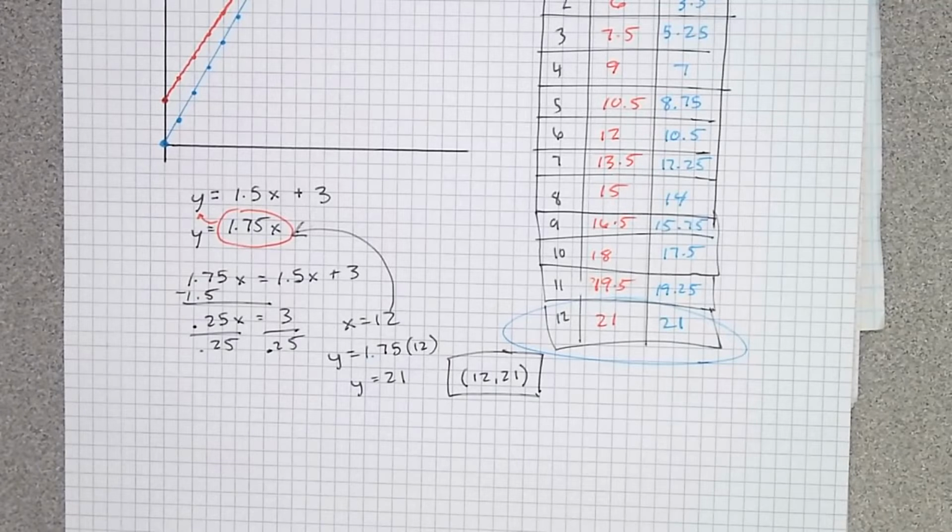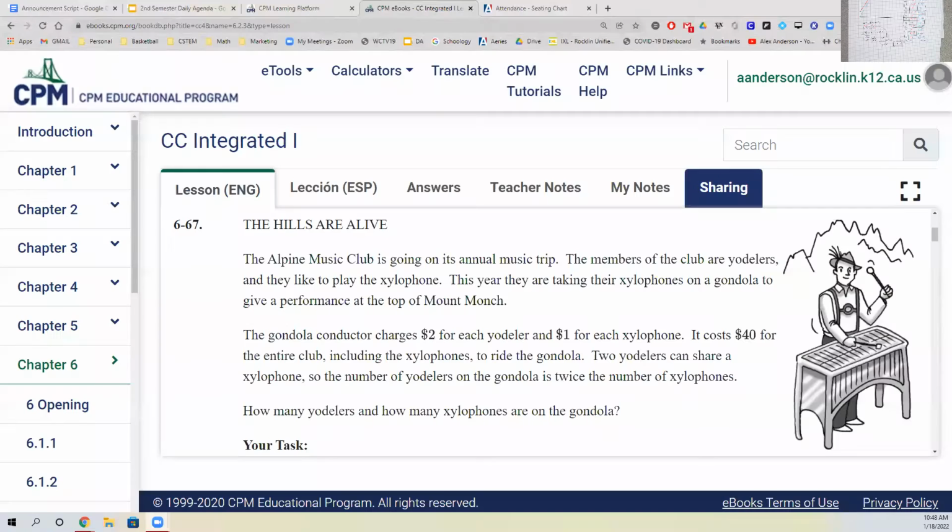All right, questions? Okay, before we try a couple more. Okay, take a look at this problem, 6.67.